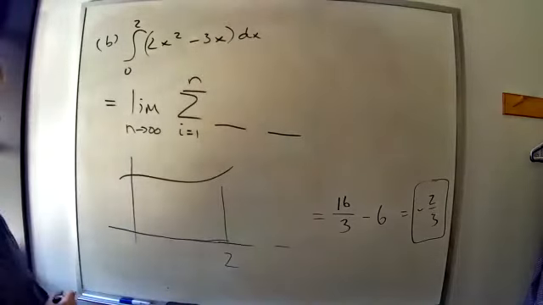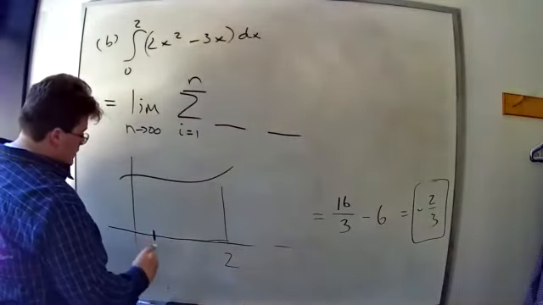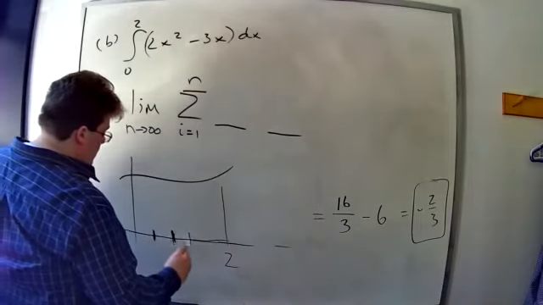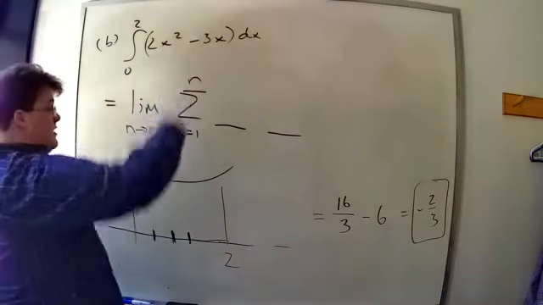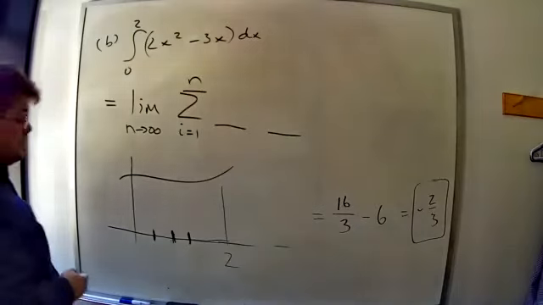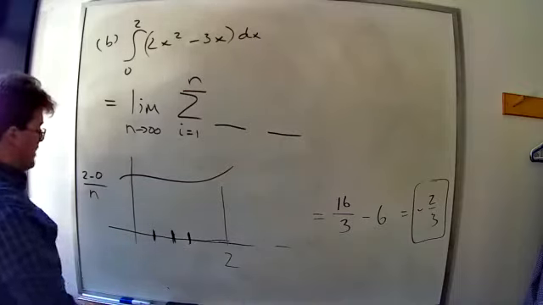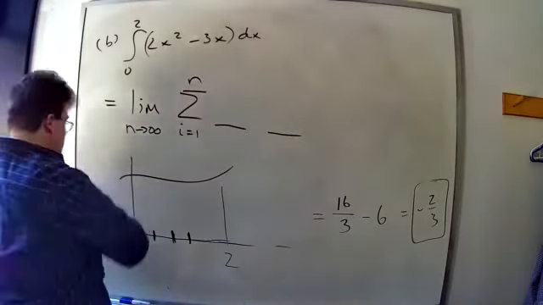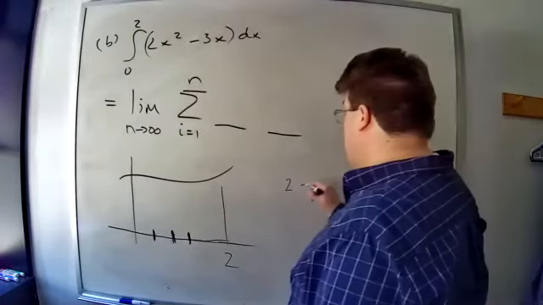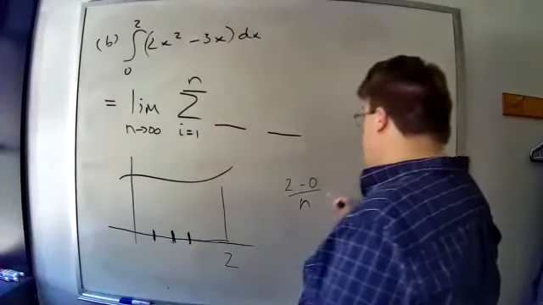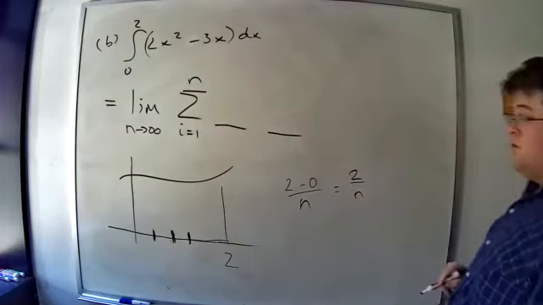And remember, the height of the rectangle is determined by the function. The base is determined by the x-axis distance. So what we really need to find are the points on the x-axis. We're dividing it into n pieces to form n rectangles. The interval is 0 to 2. So the base of the rectangle is the length of the interval, 2 minus 0, divided into n pieces. So 2 over n.